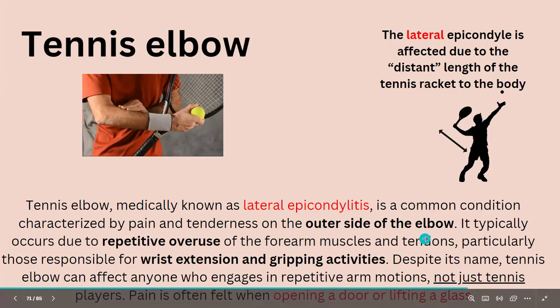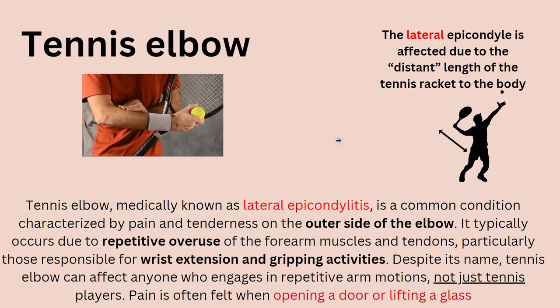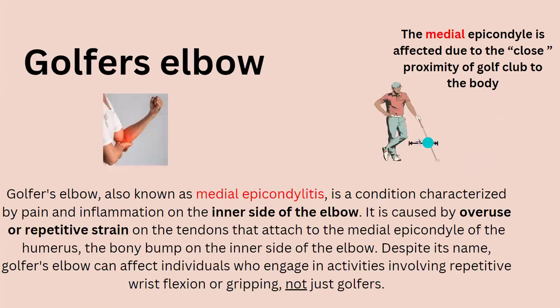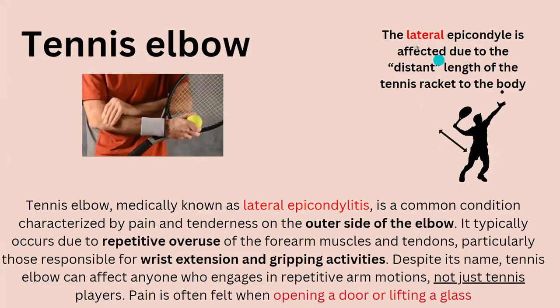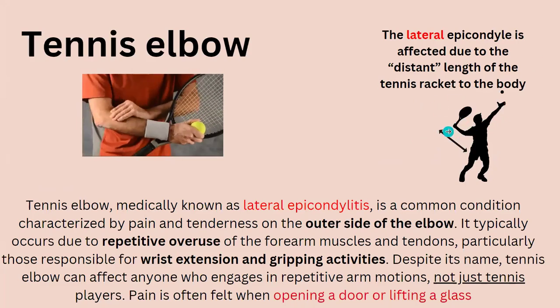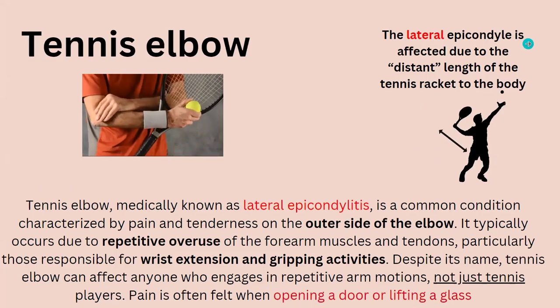Now, again, despite the name, tennis elbow does not only occur in people that play tennis. It is common in people that play tennis, but it's not specific to them. It can happen in literally anyone. A way I used to memorize this is that when you play tennis, you're swinging the racket away from your body, pretty distant from your body. So the racket is away. We're talking about something that's away from the body, the lateral epicondyle, not the medial epicondyle. So golfer's elbow: close proximity of the club, medial epicondyle affected. Tennis elbow: racket far away from the body, lateral epicondyle affected.